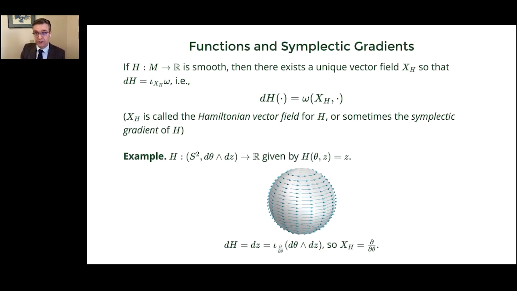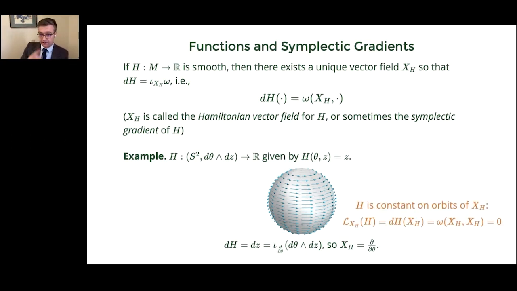So notice that this is very much not the gradient of this function. The gradient would be pointing towards the North Pole. This is the gradient rotated by 90 degrees. And that's a general feature. Again, when you have a notion of multiplying by i, this Hamiltonian vector field will be the usual gradient times i, rotated by 90.